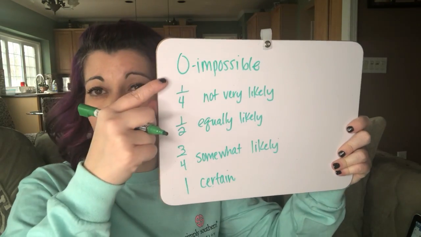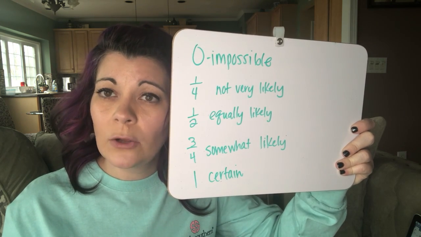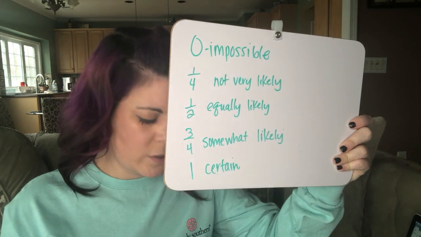So 0, impossible. 1 out of 4, not very likely. 1 out of 2, equally likely. 3 out of 4, somewhat likely. And then 1 is certain.